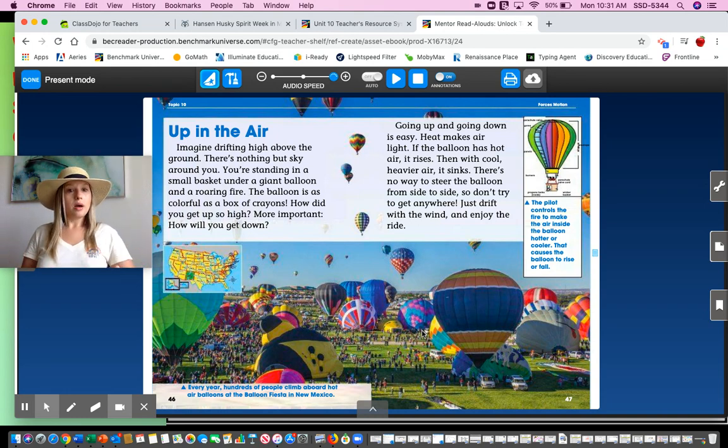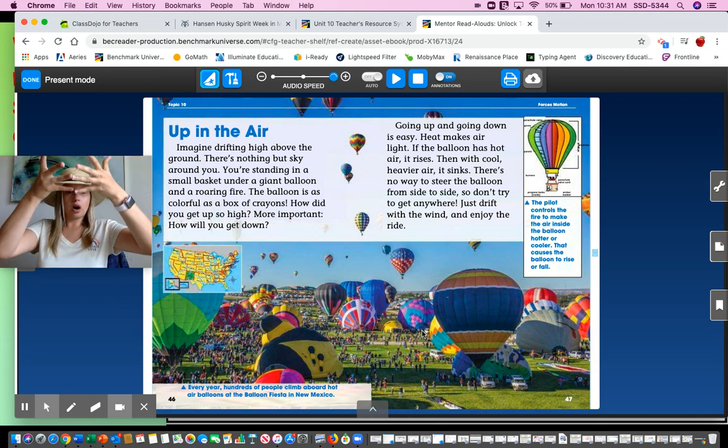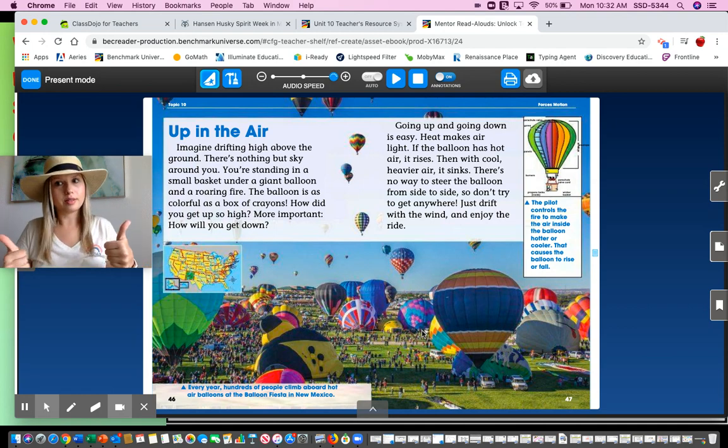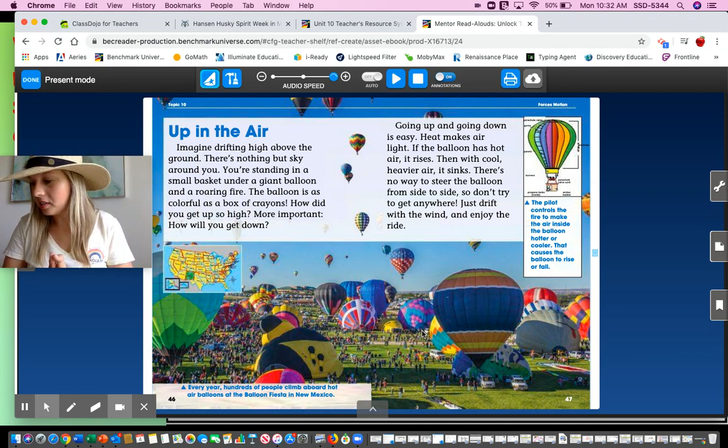So, what's pushing the balloon up? The hot air. The hot air is the force. What's pulling it down to the ground after? You could say the cool air, or you could say gravity. Awesome job. Okay, that is it for today's lesson.